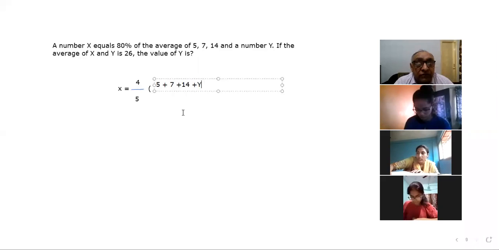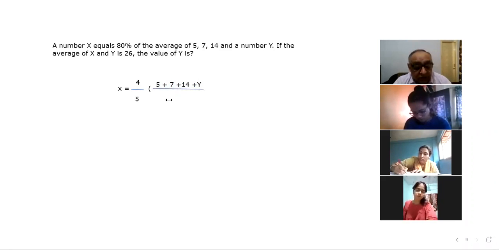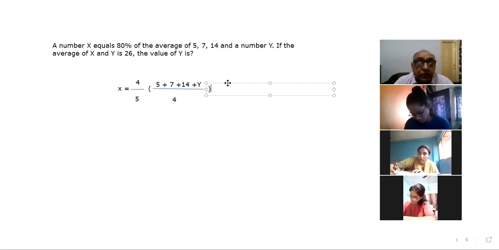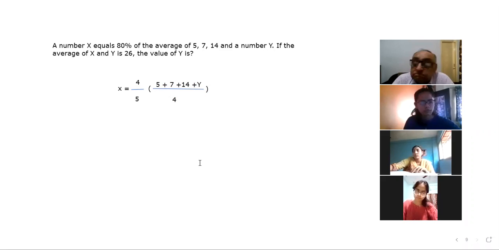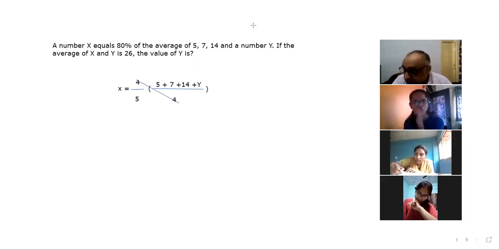The average of these numbers would be the sum of these numbers divided by the count. There are 4 numbers, so we'll divide by 4. So this is the relationship according to the question. Clear? Here this 4 and 4 will be cancelled out. So what is remaining?